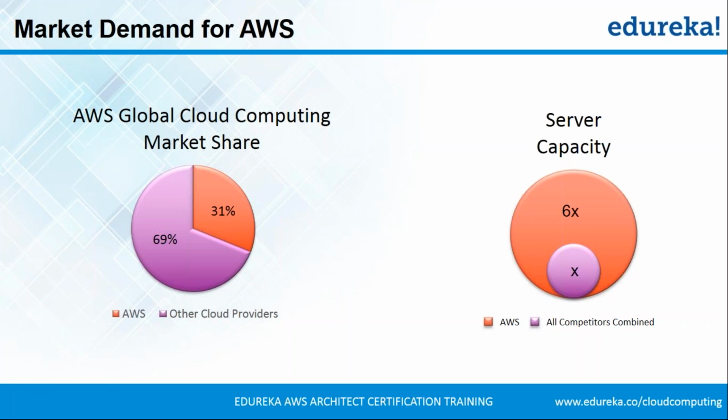Let's talk about server capacity. This number will blow your mind. All of its competitors combined, let's imagine they have a server capacity of X. AWS alone has a server capacity of 6X, which is 6 times the server capacity of all of its competitors combined. Guys, this is a huge number.